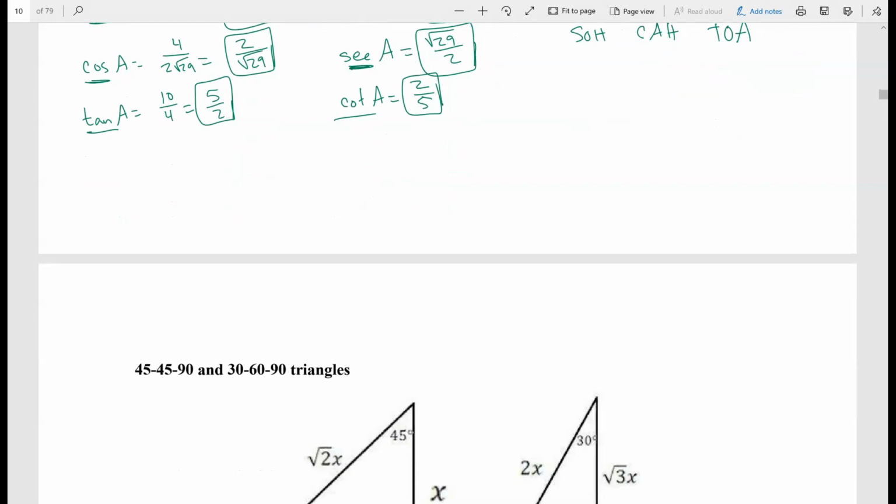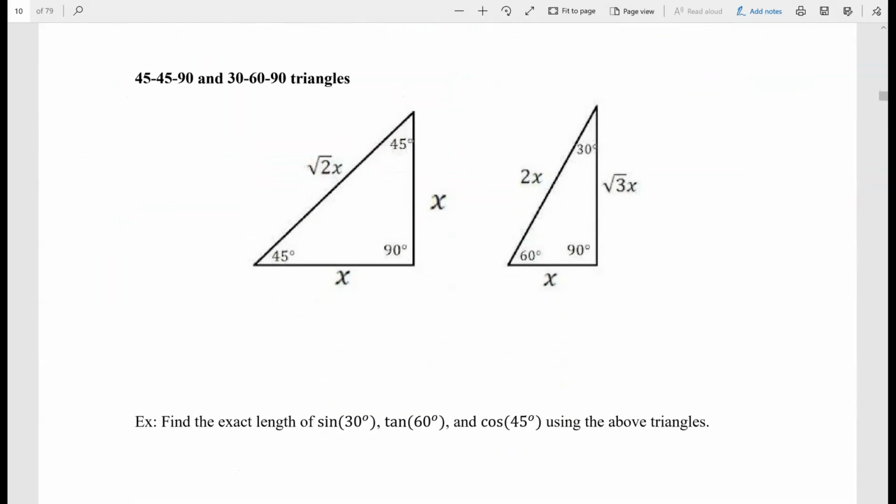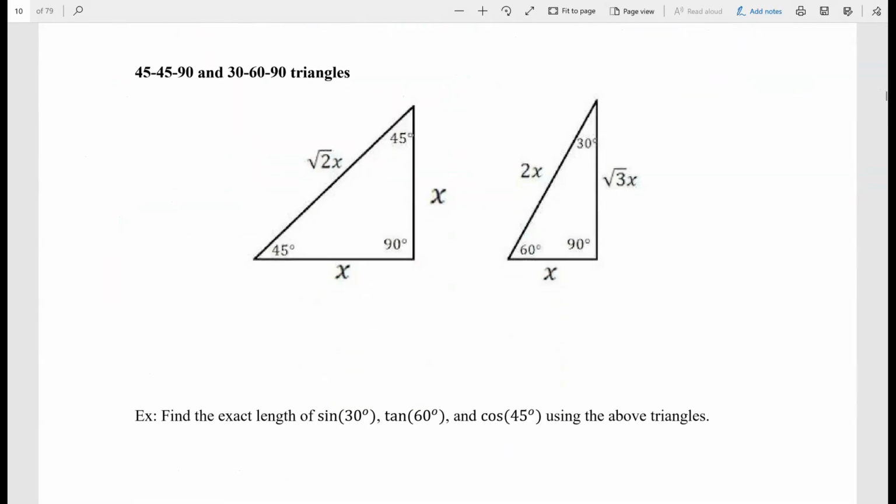All right, so now in this next section, we're going to talk about 45-45-90 and 30-60-90 triangles. Okay, so these types of triangles you do want to keep in the back of your mind. So I guess this just makes a little bit of sense.